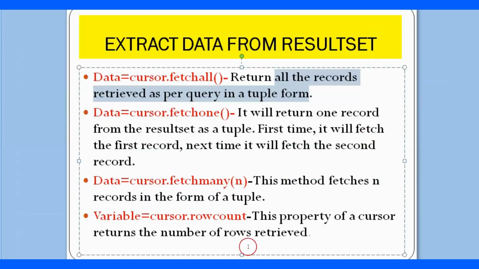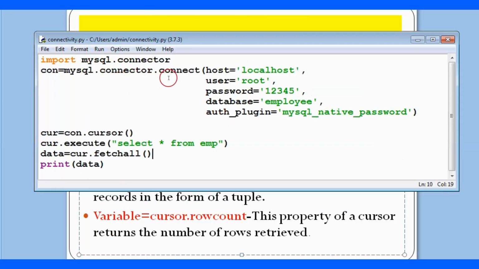I hope you understand the concept of how to make the connection by using the connection object, how to check whether the connection is connected or not, then how to call the cursor function by using the connection object, how to execute the query by using the cursor object, and how to fetch the data by using the fetchall function and print that.